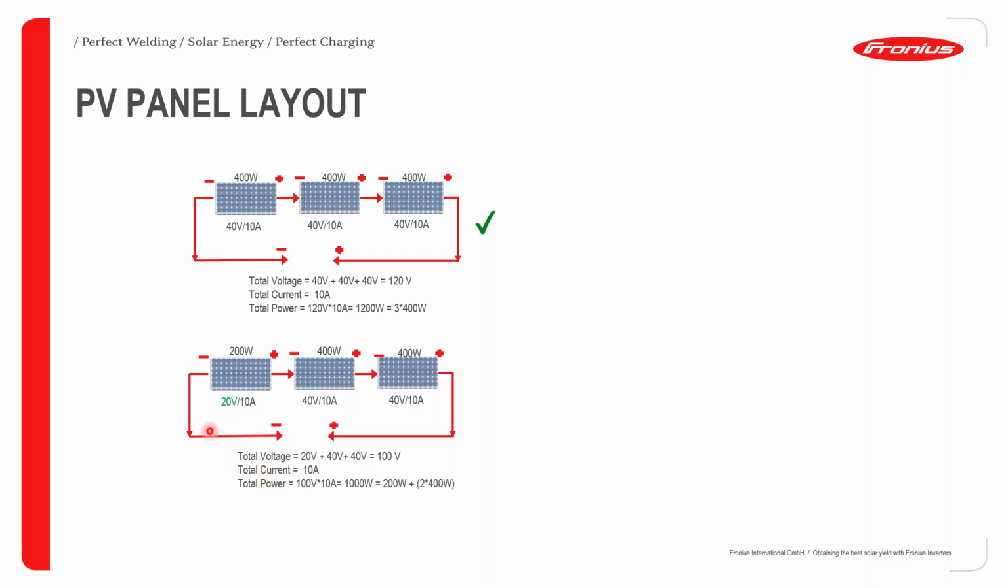Total current is going to be, of course, 10 amps, as indicated earlier. And then the total power is now going to be 100 times 10, which gives us 1,000 watts. Basically, 200 watts plus the summation of the wattage of the other panels. So basically, summation of all the wattages. So this design is also good.